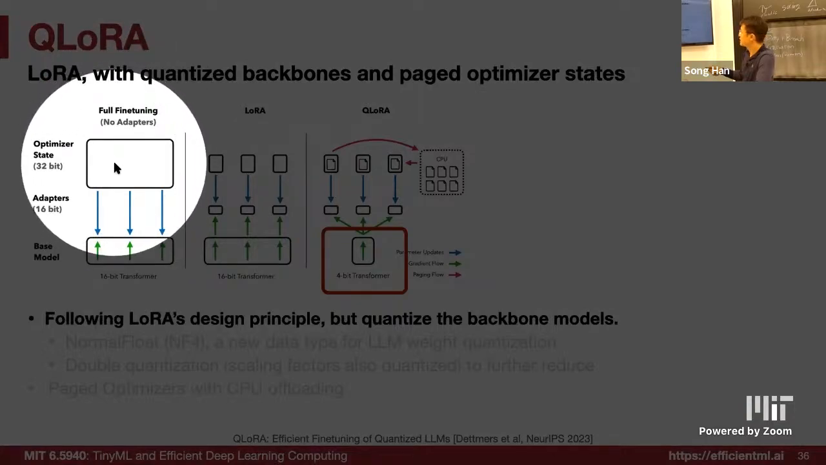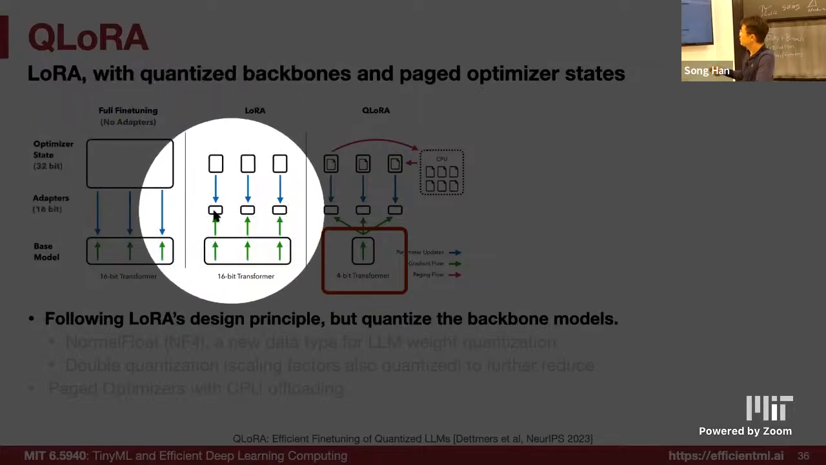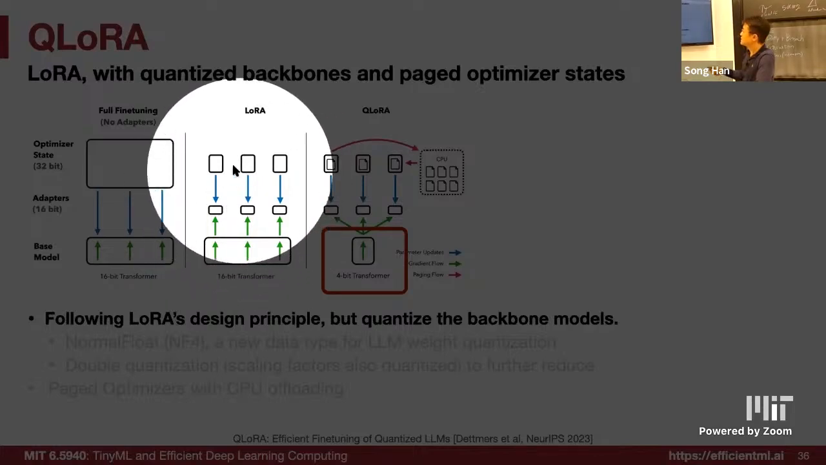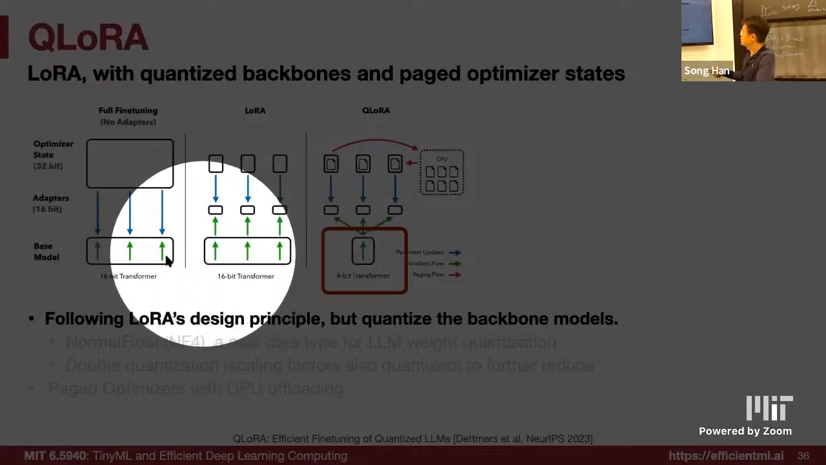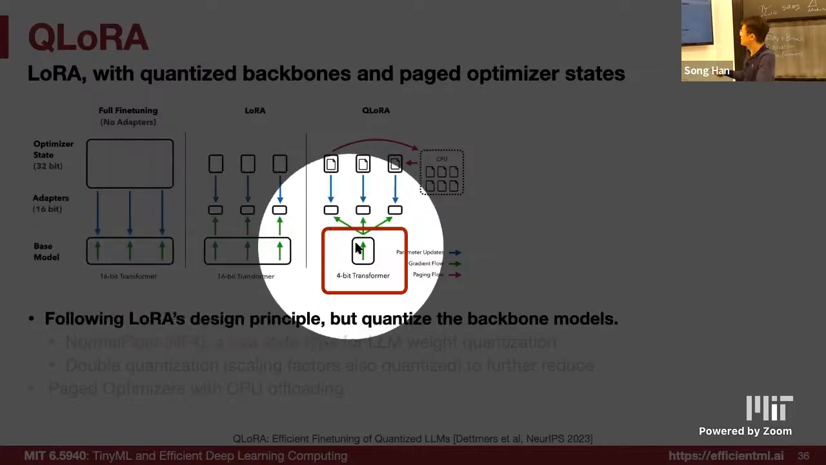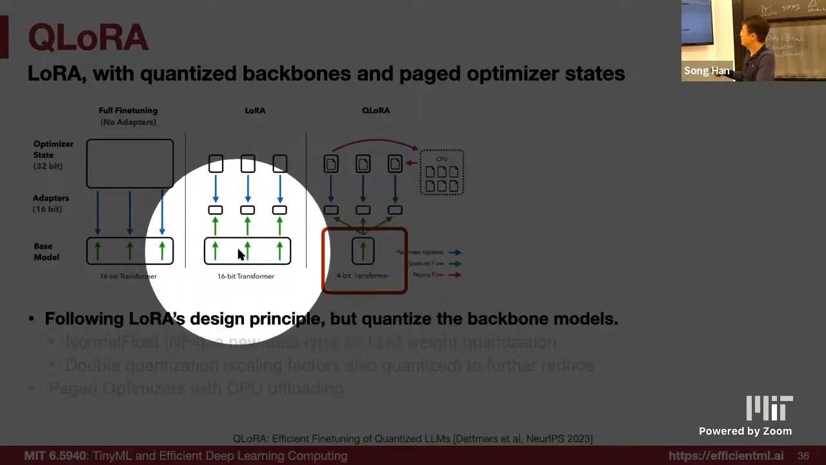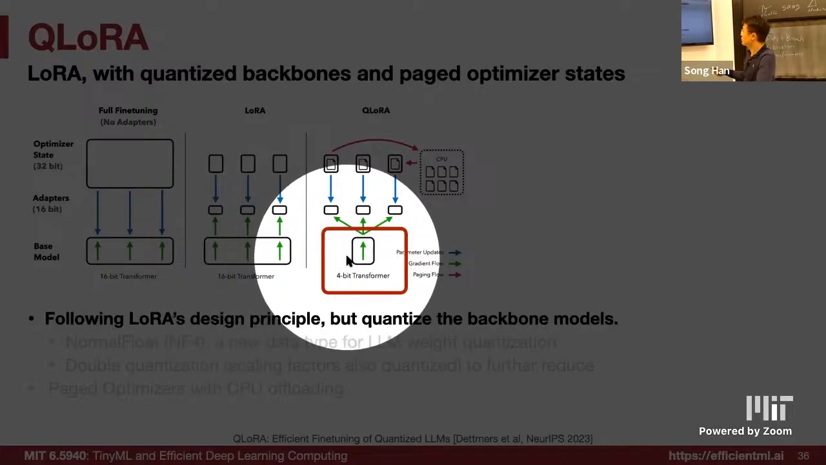Very large optimizer state. So LoRA basically introduced these 16-bit adapters, which are much smaller thanks to the bottleneck structure. So the optimizer state becomes much smaller compared with before. But the base model is still 16-bit. QLoRA basically says, can we also quantize the base model to 4-bit? Like a 7 billion parameter model: previously, you needed 14 gigabytes to store it. Now it's only 3.5 gigabytes.